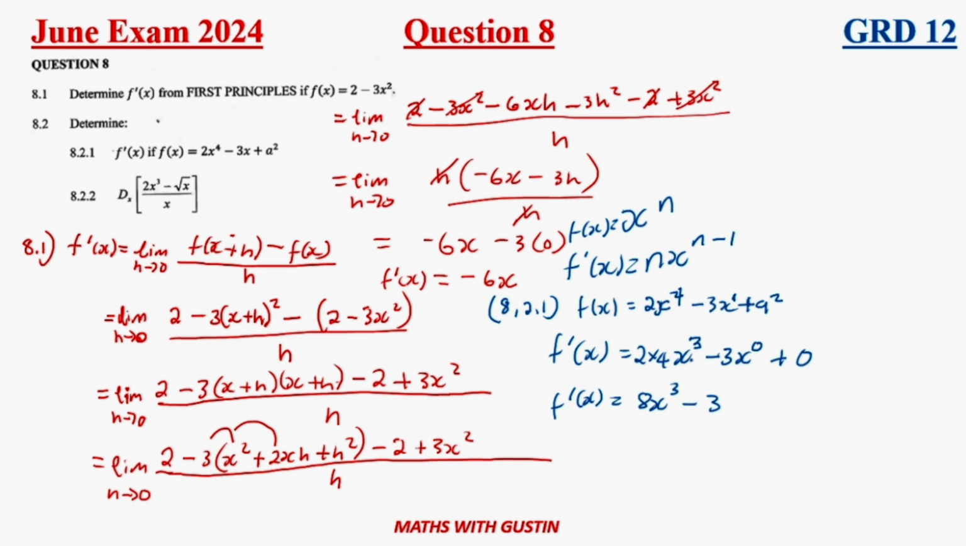All right, so now moving right along, let's do 8.2.2. It says here we need to find dy/dx. So we need to find the derivative in terms of x in this case. What are we given? We are given an equation in this format: 2x to the power of 3 minus square root of x, all over x. Close bracket.